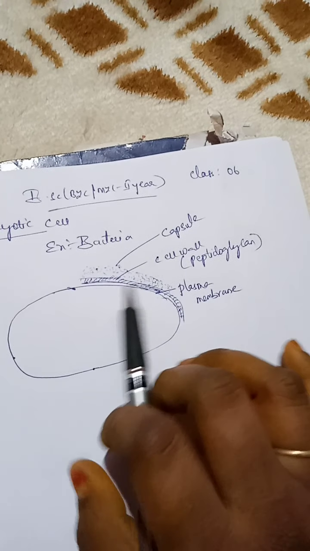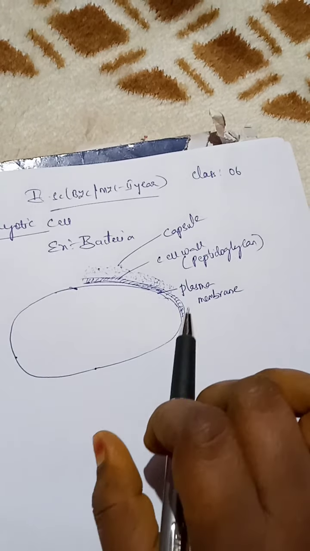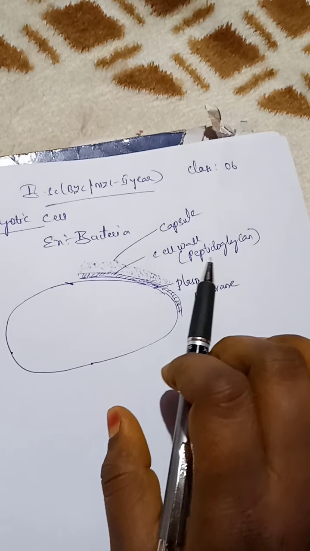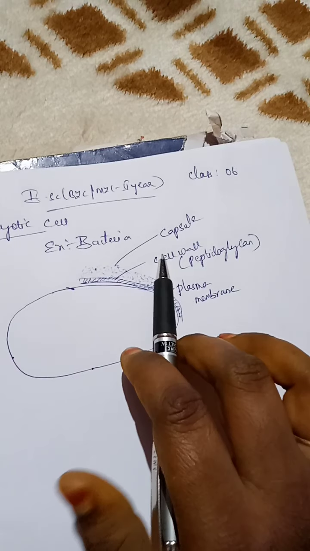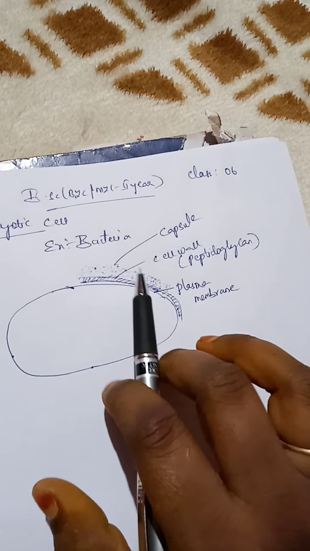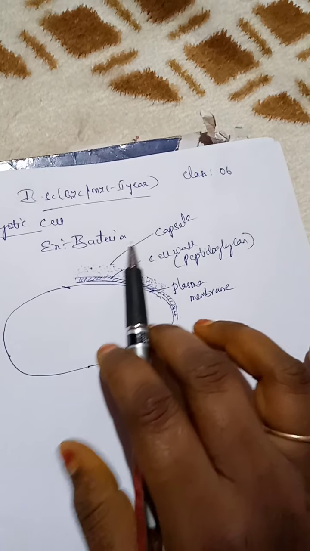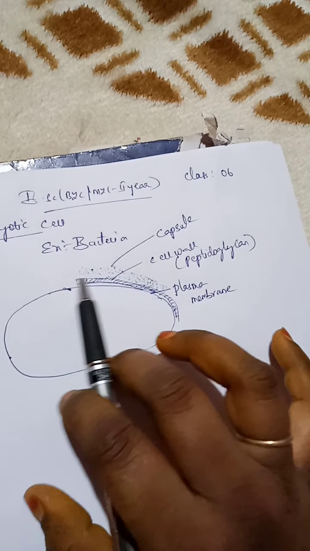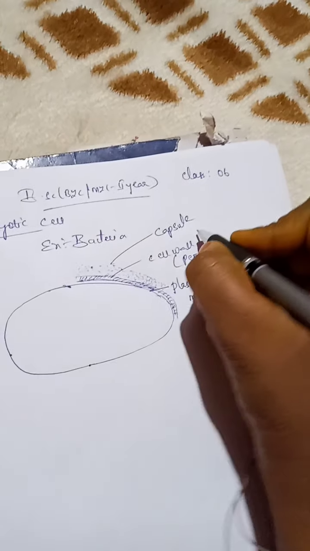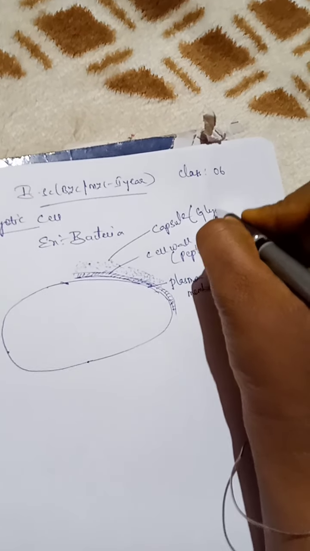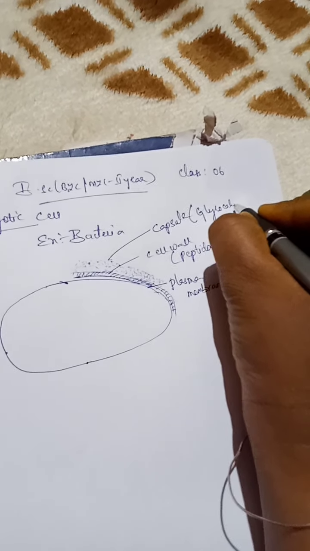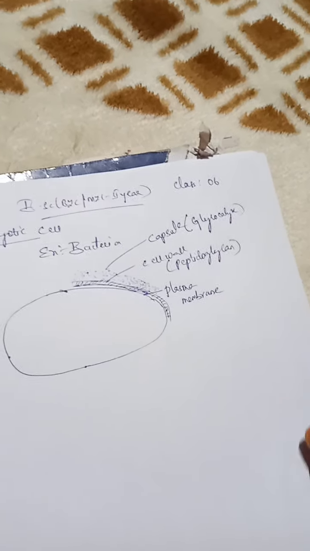Now we have discussed the plasma membrane. Outside the plasma membrane is the cell wall, made up of peptidoglycan. Outward to the cell wall, some bacteria also have another extra layer of gelatinous substance. This gelatinous layer is called the capsule, which is also termed glycocalyx.